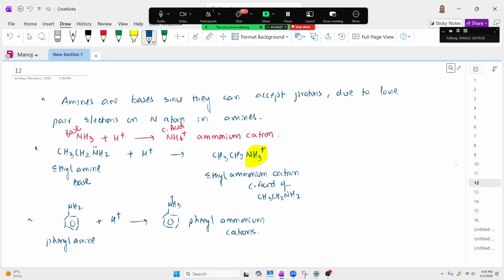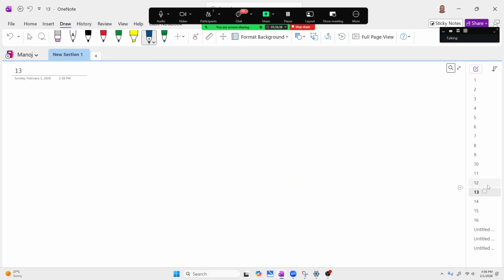I'm waiting for any questions that you have. If you have no questions, could you please type NQ? NQ means no questions. Anybody wants me to go back to any previous page? So we are now doing 34.2, which is phenylamine and azo compounds.